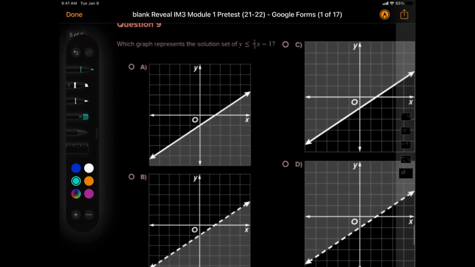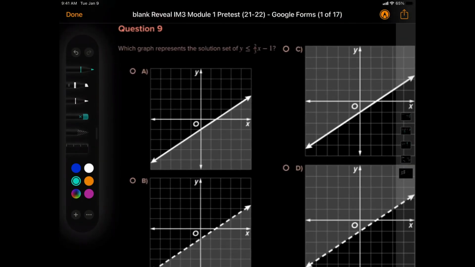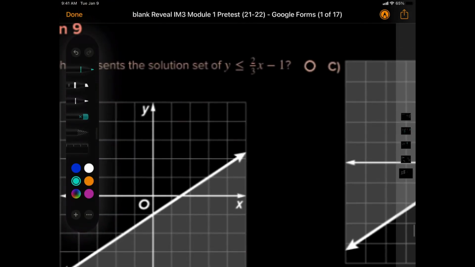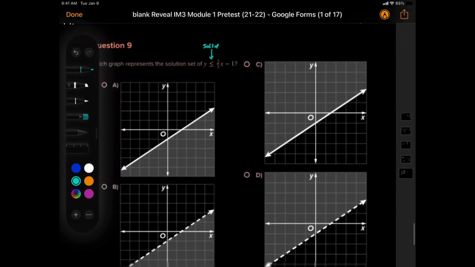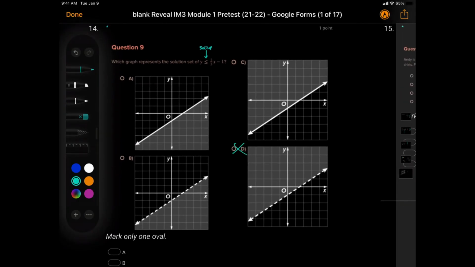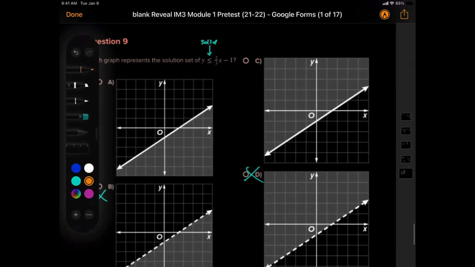Okay, question number 9. Which graph represents a solution set of y is less than or equal to 2/3 x minus 1? So this is in slope-intercept form. You notice that has an equal sign, so this is going to be a solid line. So I'm going to eliminate D and B. All right, the next thing I'm going to notice in slope-intercept form is you have the y-intercept at -1, which they both have.